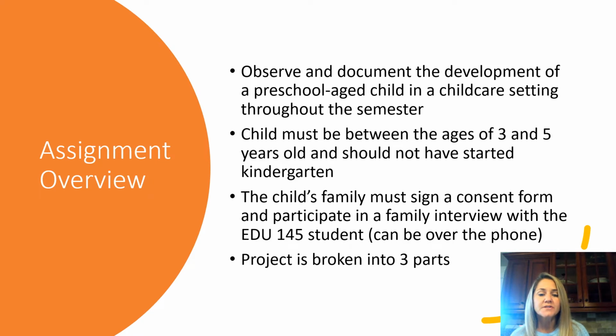You are going to also identify a child that is between the ages of 3 and 5 years old. The child should not have started kindergarten yet. We will be using the North Carolina Foundations for Early Learning and Development to evaluate the notes we take and to determine if a child is on track for typical development. So it is important that the child is between the ages of 3 and 5.